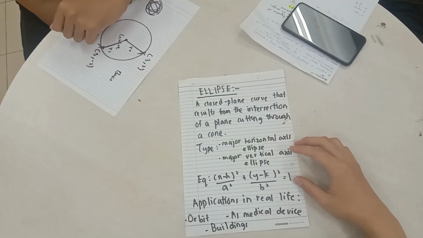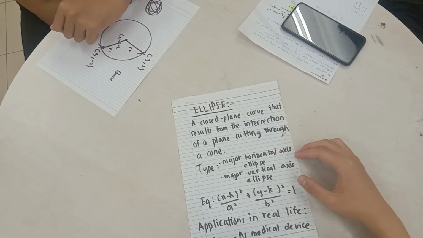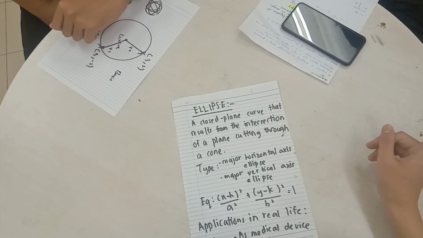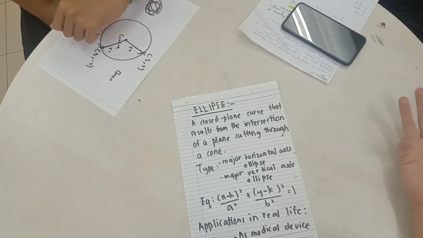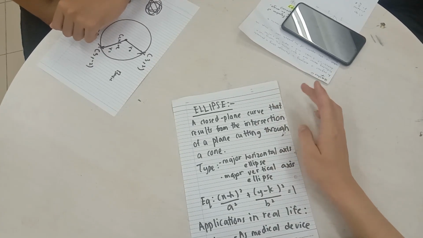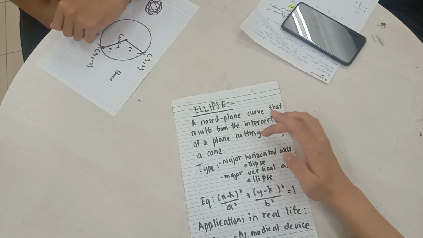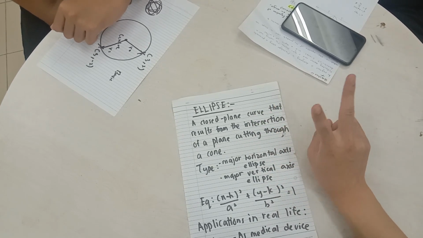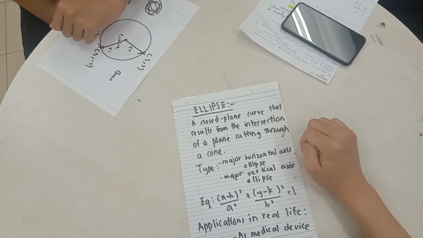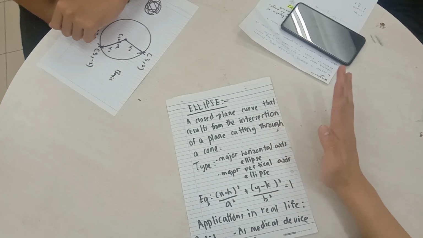Hi guys. Okay, I'm going to talk about the application of ellipse in real life. First of all, what is an ellipse? An ellipse is a closed plane curve that results from the intersection of a plane cutting through a cone. There are two types of ellipse: horizontal major axis ellipse and vertical major axis ellipse.